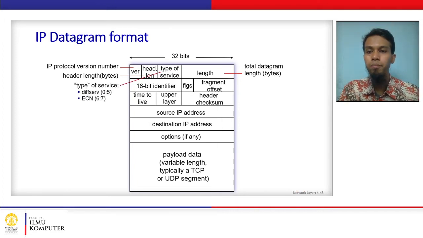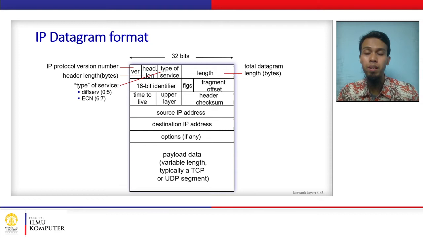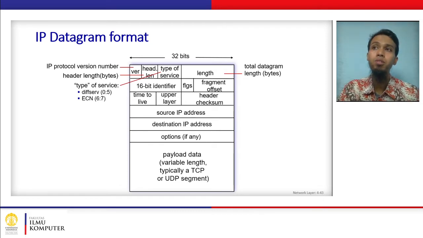I'm not going to talk in detail about the type of service fields, DiffServ and ECN. DiffServ is another service model in datagram, which is not best effort, but lets us define several service classes depending on the type of service, like real time and so on. And ECN is related to the network-assisted congestion control, which we talked about in the last chapter.